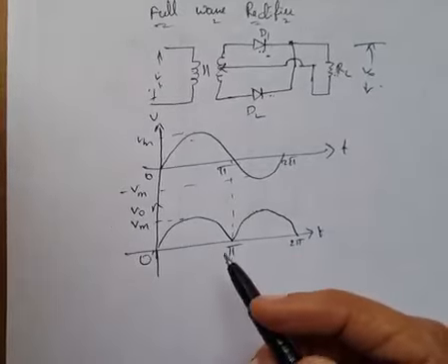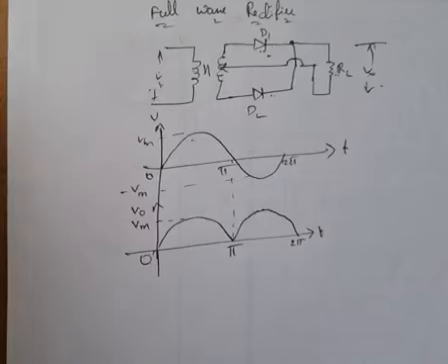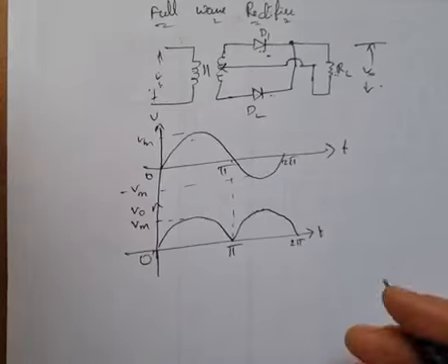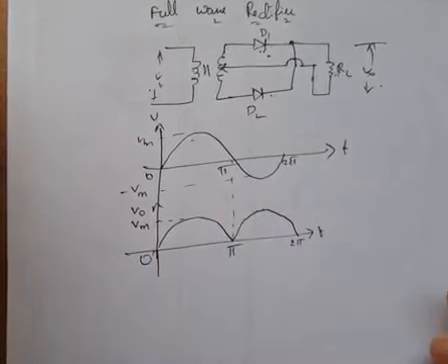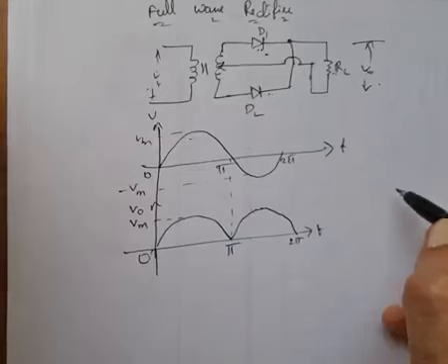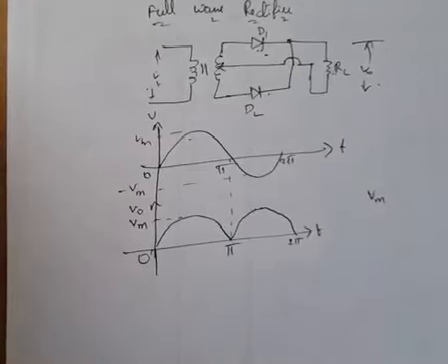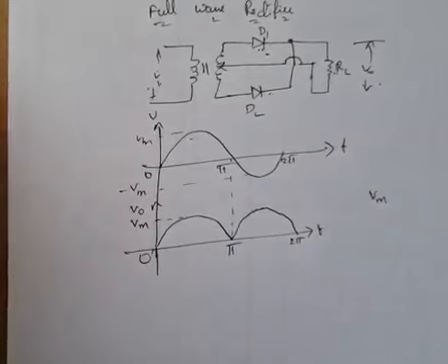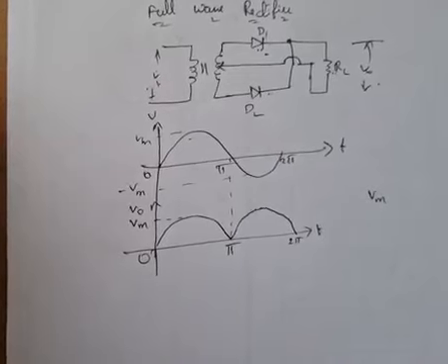Here also, we are using the same terms: ripple factor, form factor, transformer utilization factor. But in this case some constants change, because in the half wave rectifier we saw that the RMS value is Vm by 2, but here the RMS value is Vm only. The peak inverse voltage also changes, and efficiency is increased compared to the half wave rectifier.